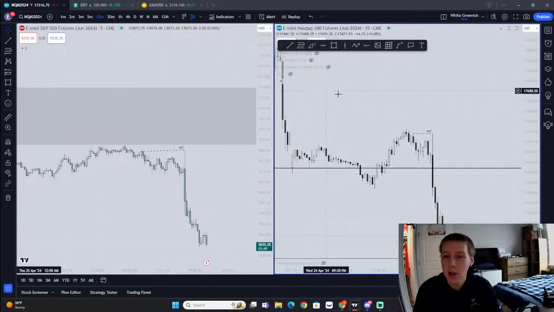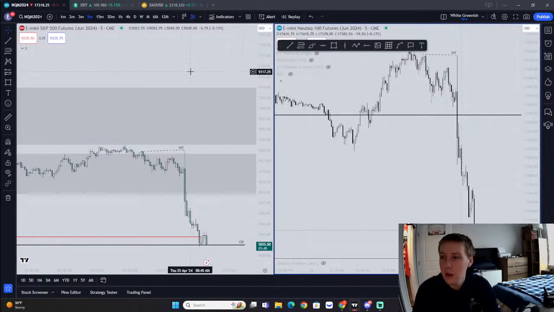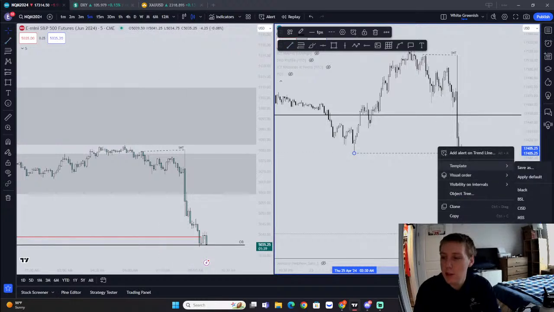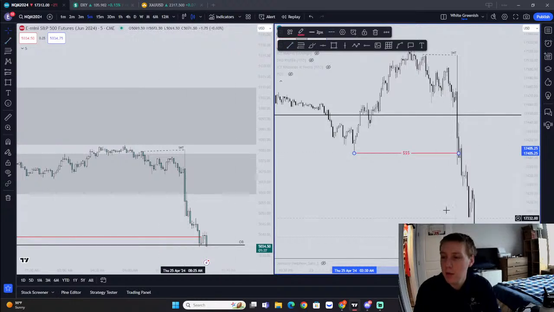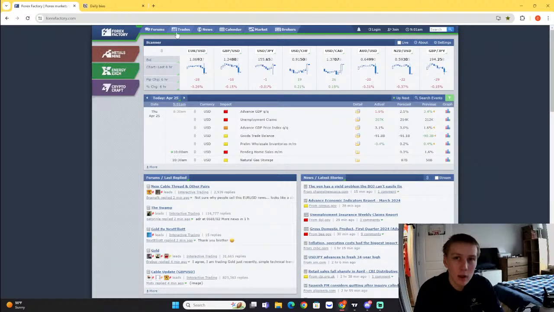And on NQ, this also was the internal market maker sell model. We have this low down here. So this was a market maker sell model. We'll go over that more in the market maker sell model review.